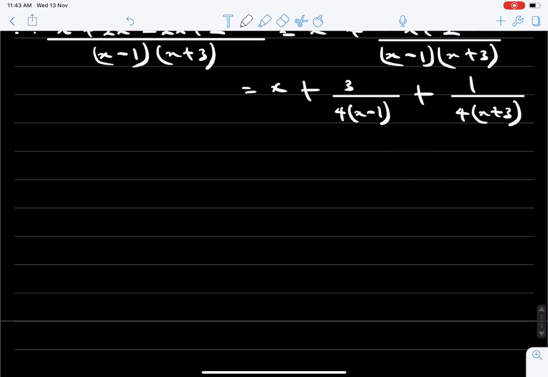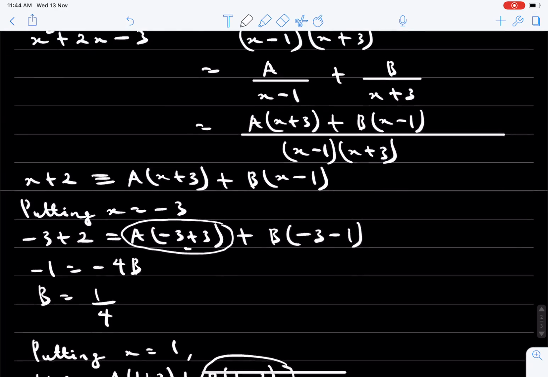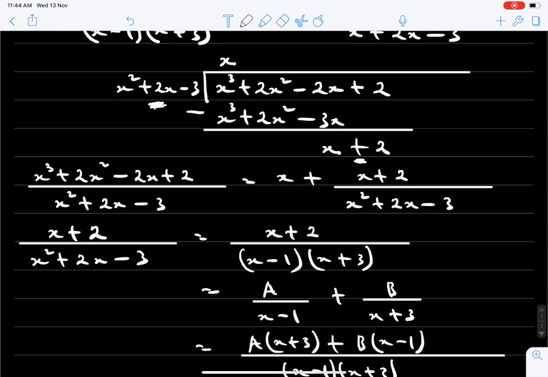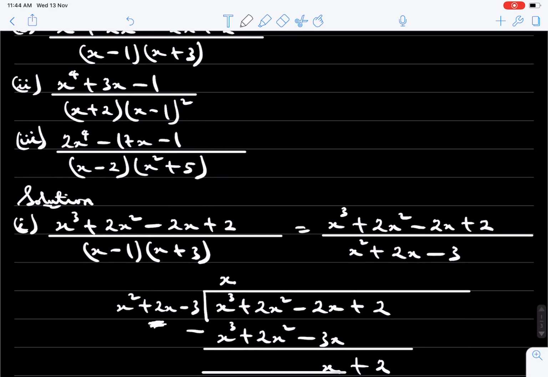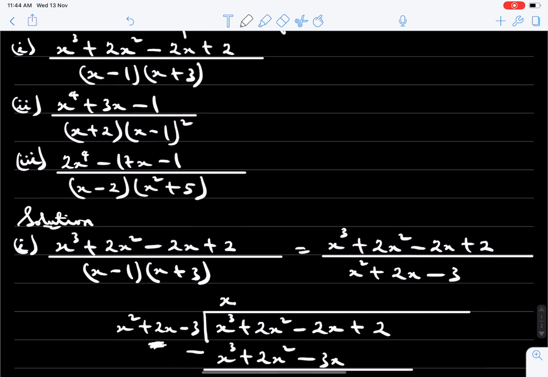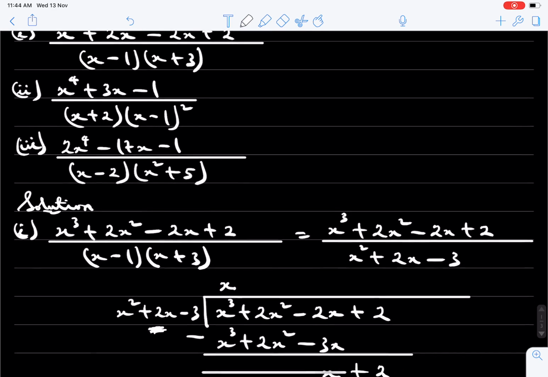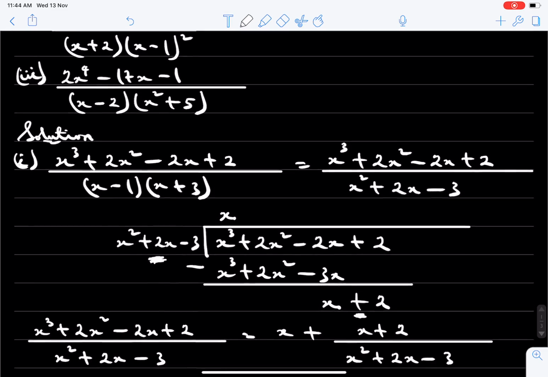So we go quickly to the second example from our figure 2. Let me check what it is. From our figure 2 it is x raised to the power 4 plus 3x minus 1 over x plus 2 times x minus 1 squared.